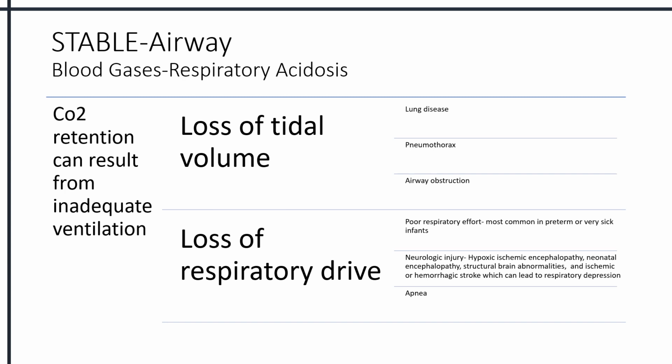CO2 retention can result from inadequate ventilation. So we have loss of tidal volume, can be from a lung disease, pneumothorax, or airway obstruction. Any type of lung disease can cause this. Pneumothorax, obviously, we know that we lose our total tidal volume due to air being in the pleural cavity and it pushes that over. That's how we have a loss of air. And any type of airway obstruction, because we have either partial or full, and we're just not getting air moving throughout the chest with that.